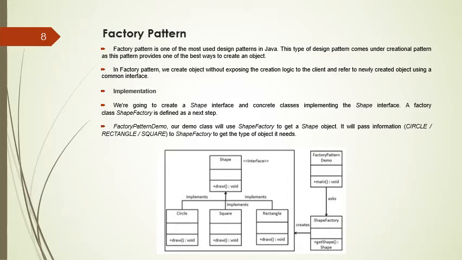Now you can go through the diagram here. We are going to create a shape interface and concrete classes implementing the shape interface. A factory class, ShapeFactory, is defined as a next step. Factory pattern demo: our demo class will use ShapeFactory to get a shape object. It will pass information like circle, rectangle, or square to ShapeFactory to get the type of object it needs.